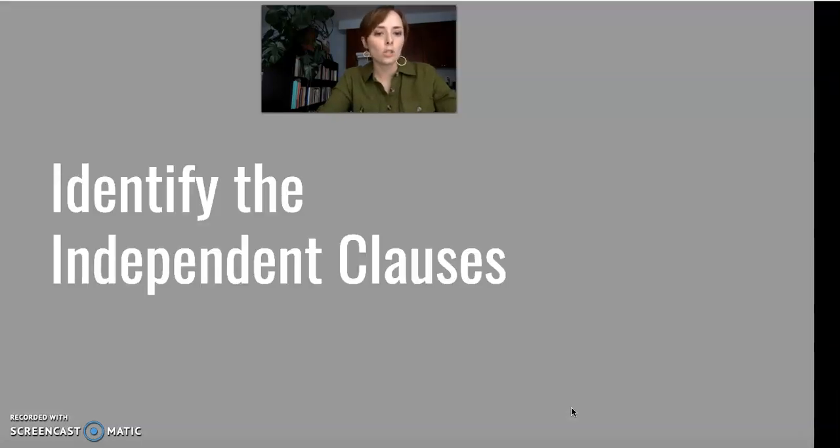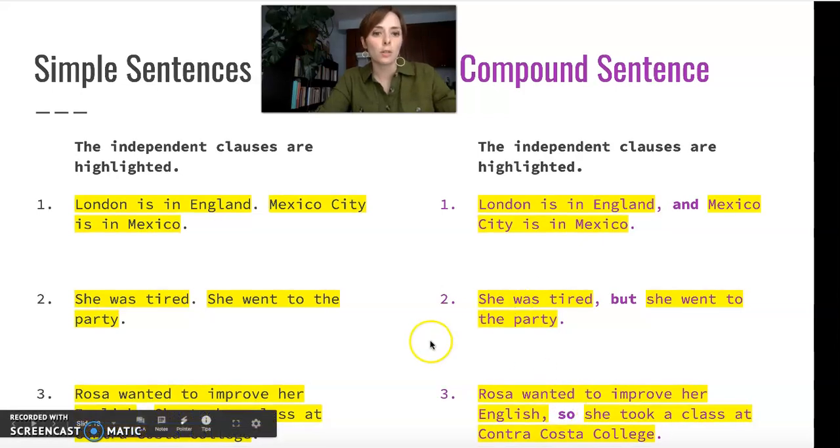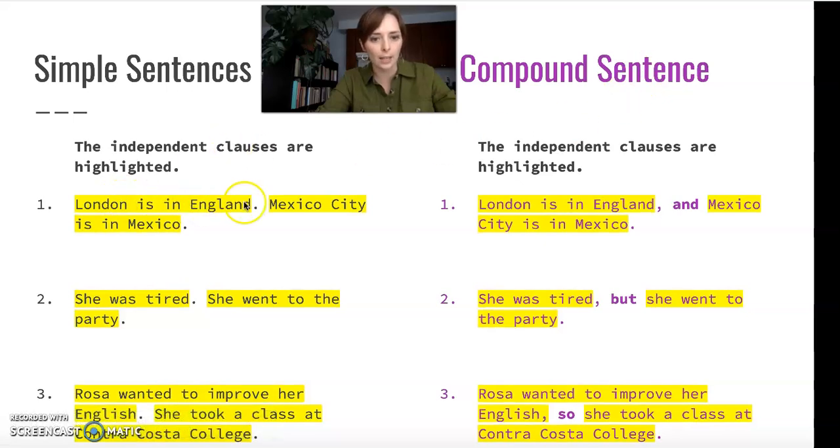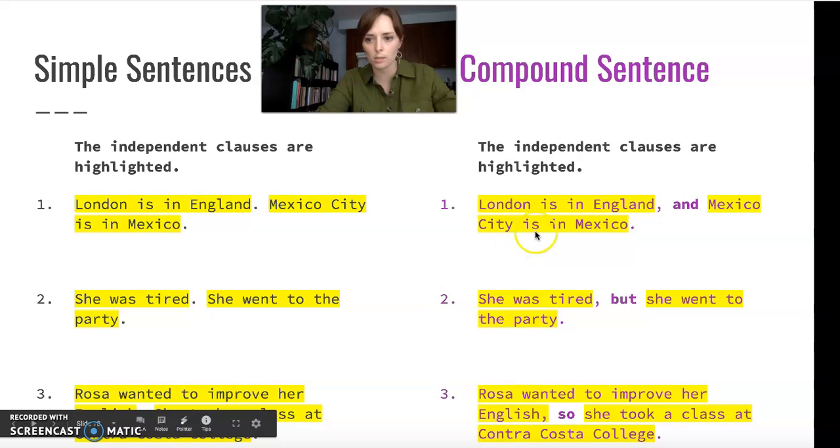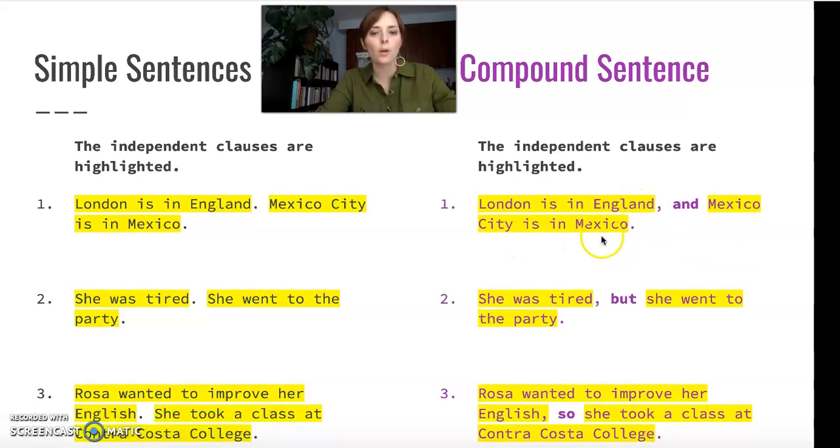Okay, so just to show you again, we have the simple sentences here and the compound sentences here, and I have highlighted all of the independent clauses. Okay, so this is an independent clause. London is in England. Mexico City is in Mexico, and we combined that with the conjunction and. You can see here is an independent clause, she was tired, and we combined that using the conjunction but, and now we have another independent clause. So now we have a compound sentence, and it's the same down here.